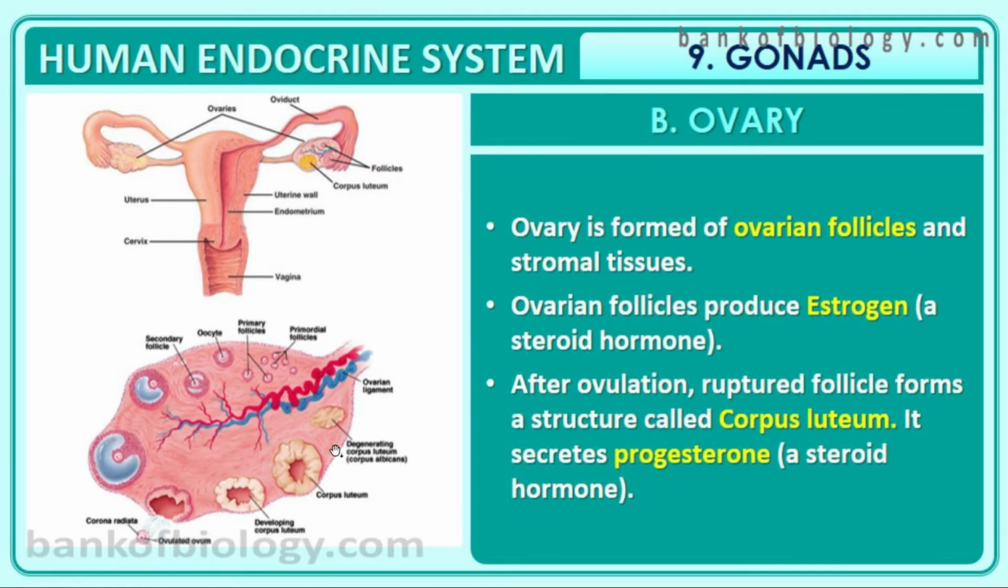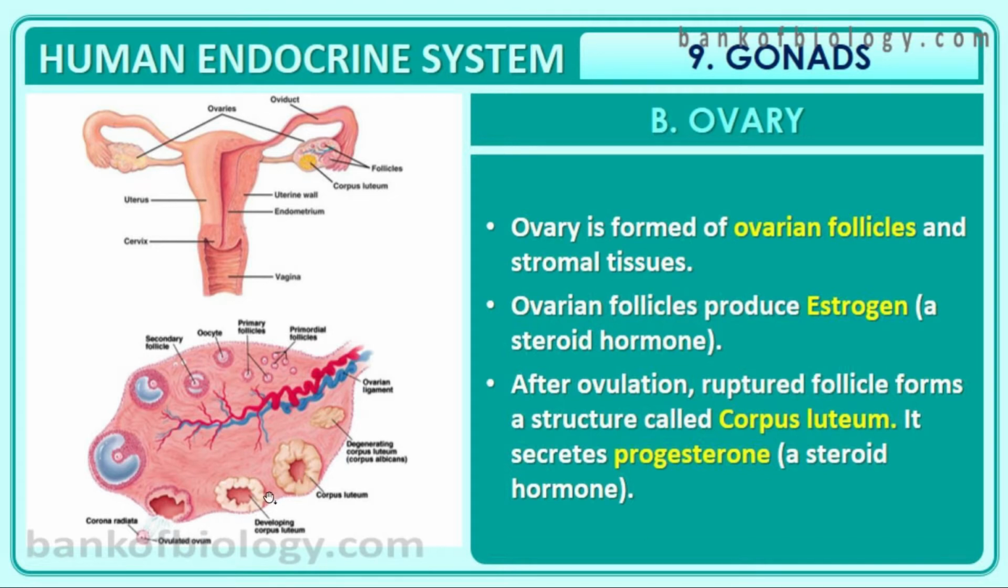Ovarian follicles produce estrogen. It is the female sex hormone. Like the male testes produce androgen, this ovarian follicle secretes a hormone known as estrogen. After ovulation, what is the meaning of ovulation? This ovary is producing the ovum every month. So that process is known as ovulation. After the ovulation, the ruptured follicles form a structure called corpus luteum.